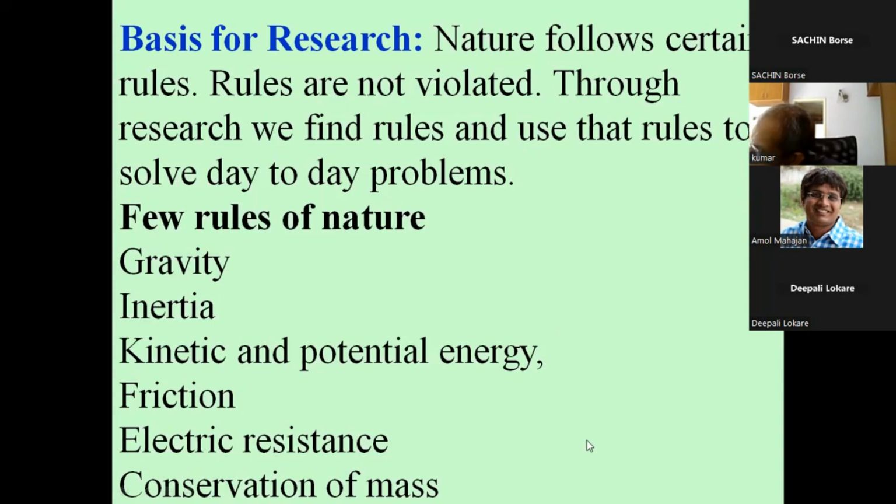Conservation of mass is that we can neither create mass nor destroy mass. That's why we cannot disappear. In a few movies they show that a person disappears. It is not possible because we cannot create mass or destroy mass. That is the reason.